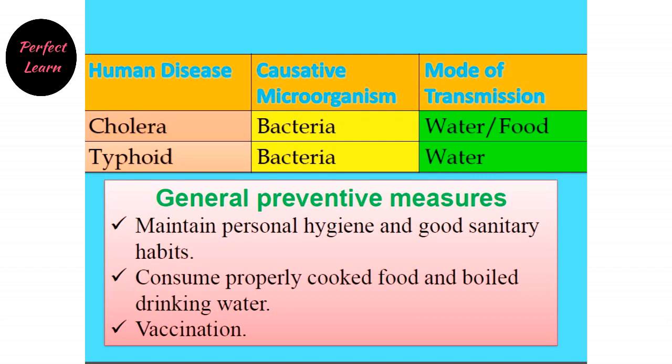Human disease, causative microorganisms, mode of transmission. Cholera is caused by bacteria. Mode of transmission is water or food. Typhoid is also caused by bacteria. Mode of transmission is water.